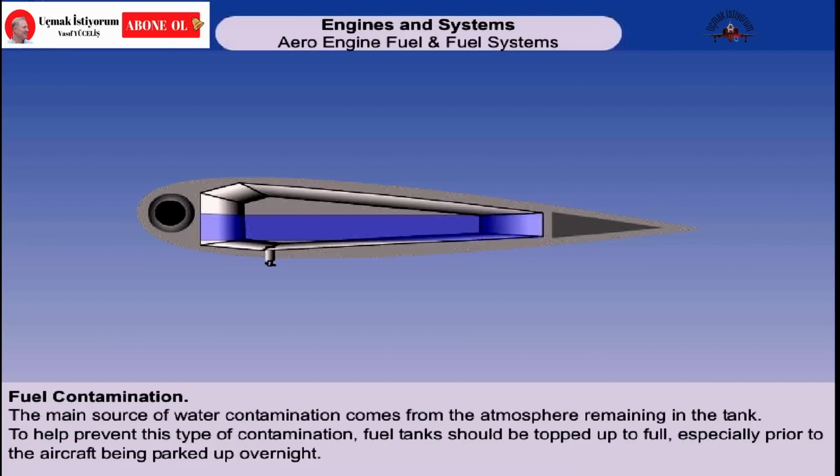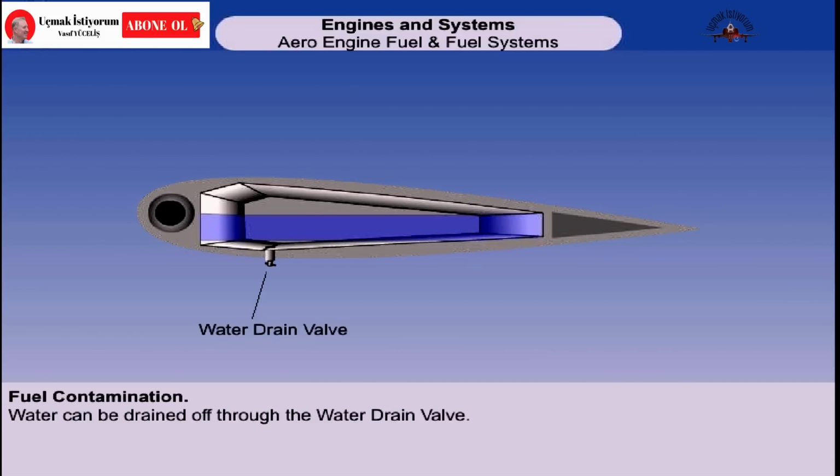Once the fuel is in the aircraft fuel tanks, the main source of water contamination comes from the atmosphere that remains within the tank. If the tanks are topped up to full, then the atmosphere is excluded, together with the moisture it contains, thus minimizing the likelihood that the fuel will be contaminated. If the fuel can be allowed to settle after replenishment, then the water droplets, being heavier than the fuel, will fall to the bottom of the tank and can then be drained off through the water drain valve.